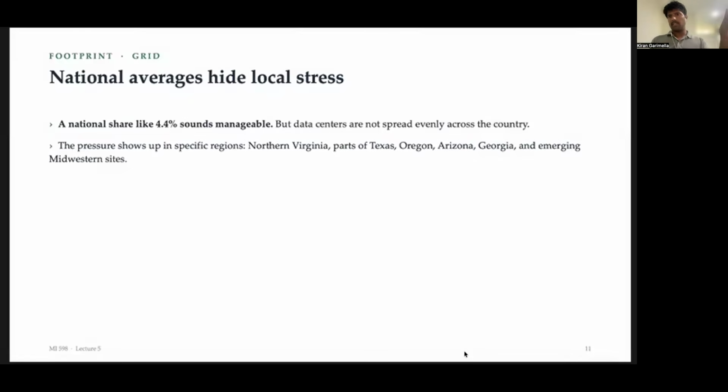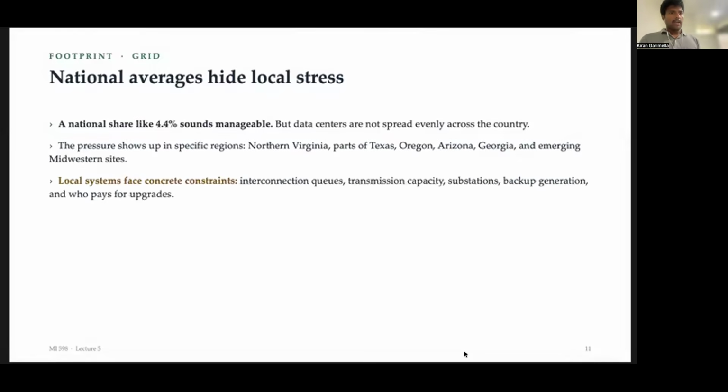I think the Meta data center is also somewhere in the Midwestern sites. So there they face a lot of these constraints, much more. This 4.4% again hides that sort of regionalization. For instance, Virginia or Texas, some of these places, they face this burden much more than other places which are not in this list, right?